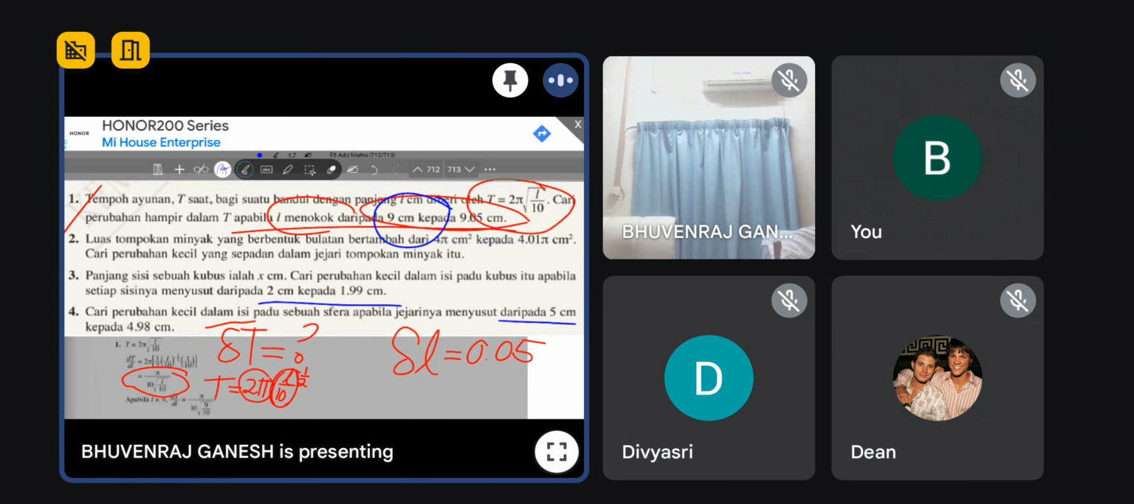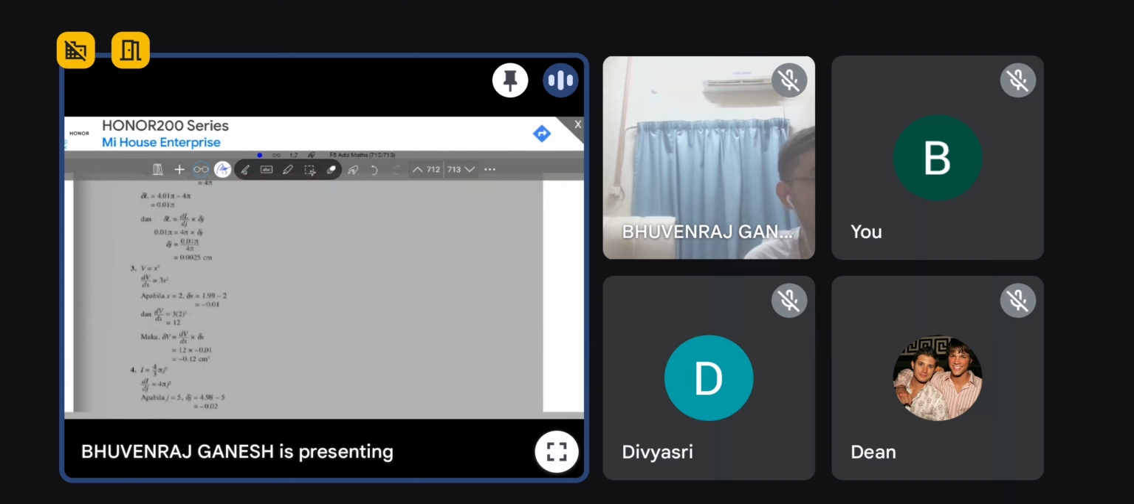Make sure you add the negative sign for question 3 and 4. Other than that is easy. No problem for this. But make sure you memorize the formula. Like sphere is 4 over 3 pi r cube. Cube is x cube. And then circle is pi r square. That's all. Okay, guys, are you clear for today's lesson?